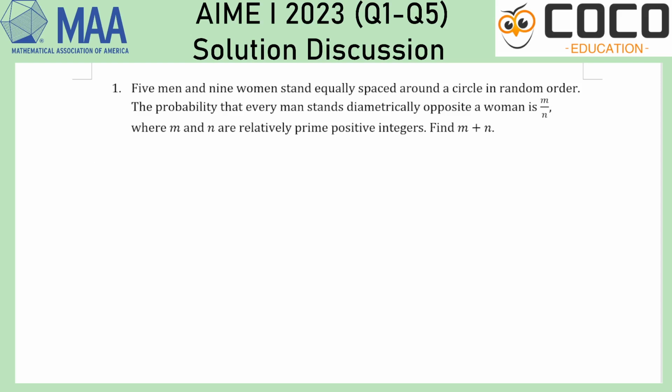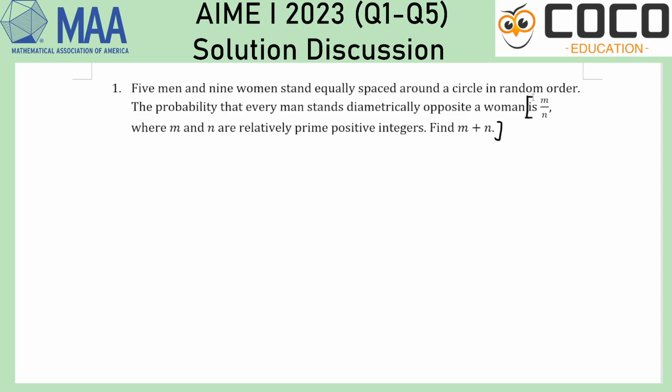5 men and 9 women stand equally spaced around a circle in random order. The probability that every man stands diametrically opposite a woman is m over n, where the rest of it is just to make the answer an integer. Right, so from here to here, I can sort of ignore it.